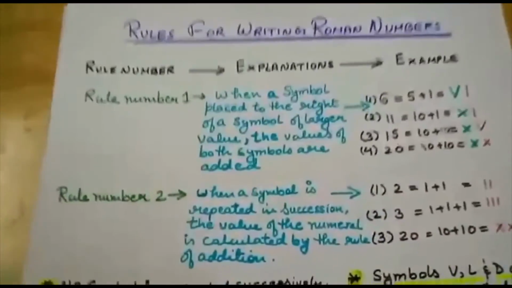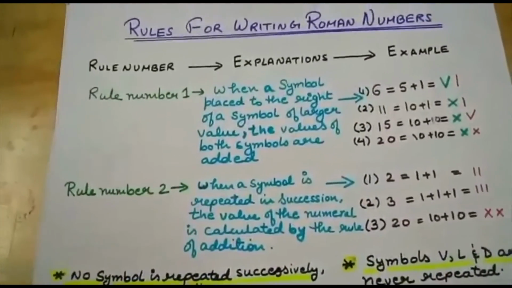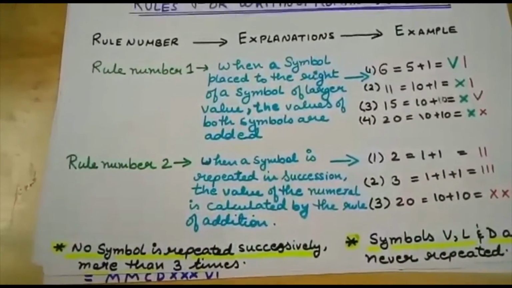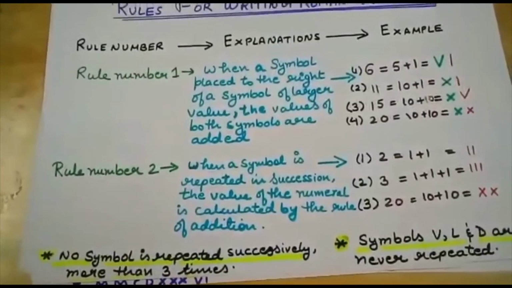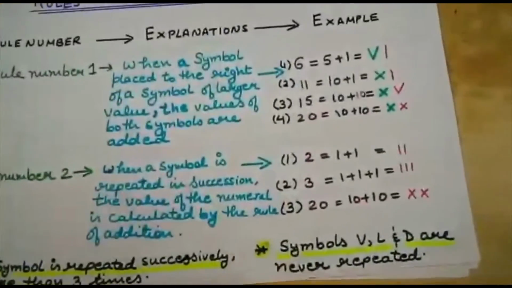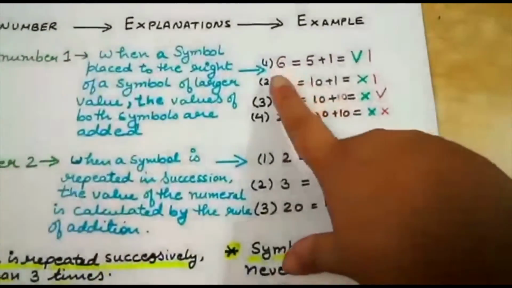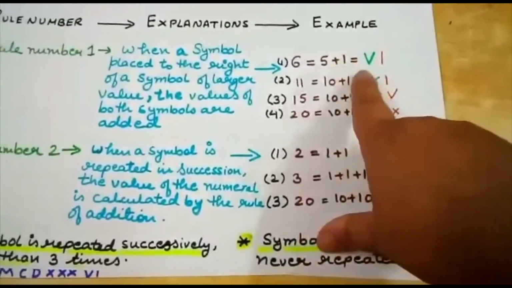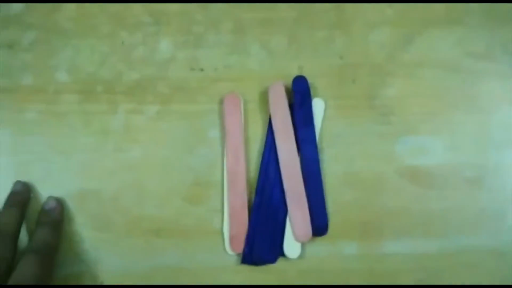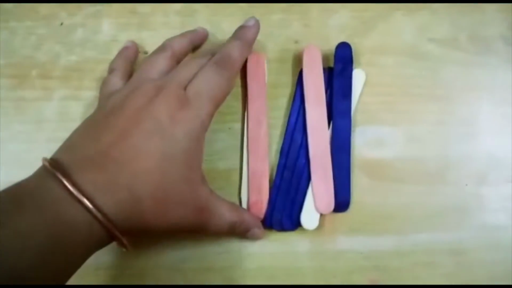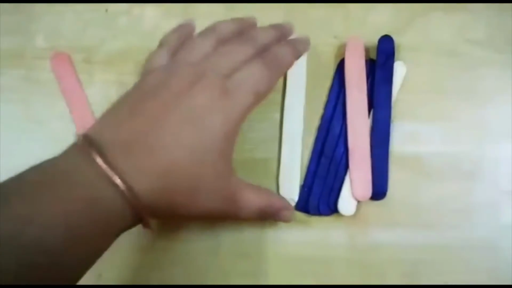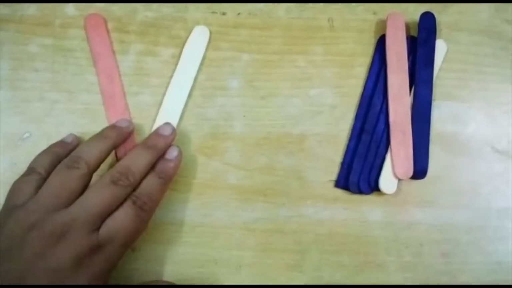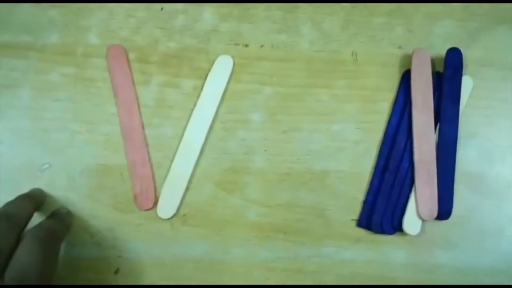So let's learn more about it. There are rules for writing the Roman numbers. Rule number 1. When a symbol is placed to the right of a symbol of larger value, the values of both symbols are added. Right now I just showed you this. 6, if we break it, is 5 plus 1, V plus 1. So we have these ice cream sticks. Now we'll learn the first rule with the help of the ice cream sticks. Let's place the ice cream sticks like this. What does this represent? V.